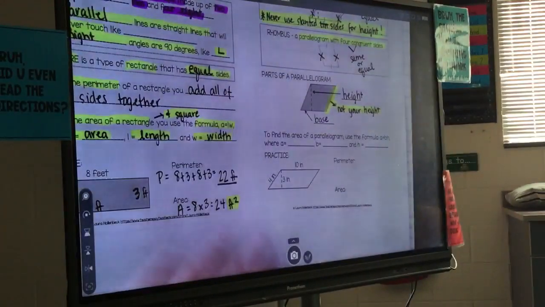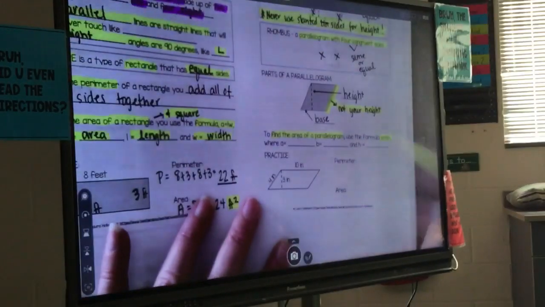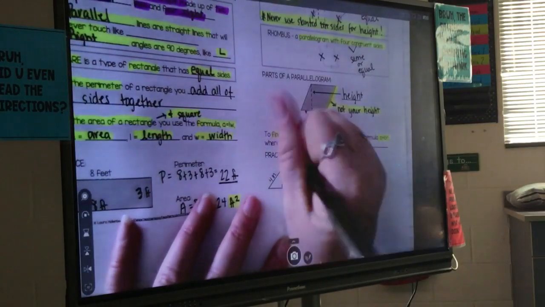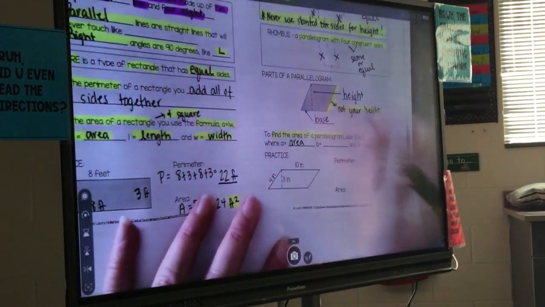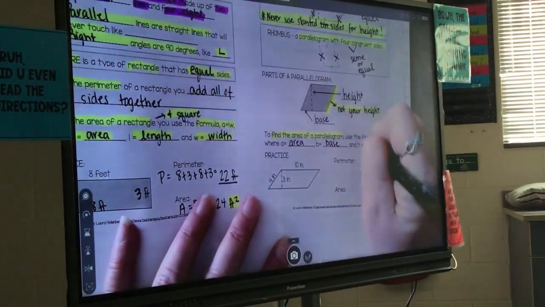All right, and then to find the area of a parallelogram, you're going to use the formula A equals B times H, where the A stands for area, the B stands for the base, and the H stands for the height.